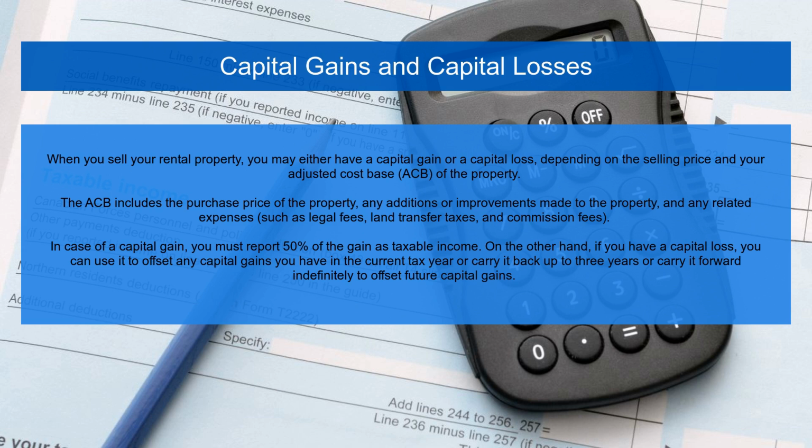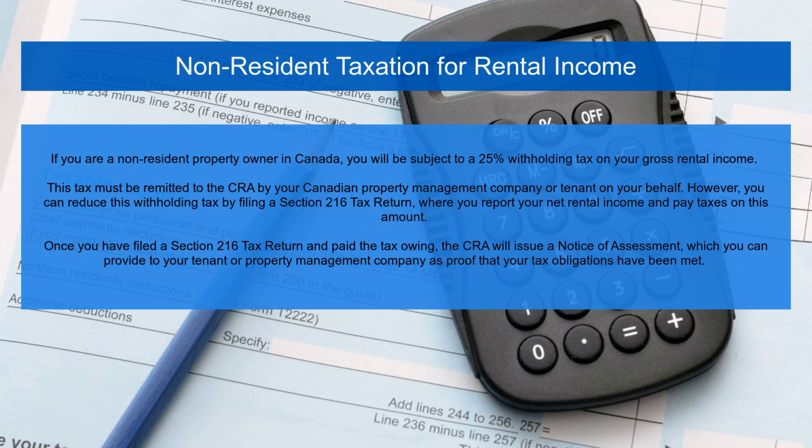If you are a non-resident property owner in Canada, you will be subject to a 25% withholding tax on your gross rental income. This tax must be remitted to the CRA by your Canadian property management company or tenant on your behalf. However, you can reduce this withholding tax by filing a Section 216 tax return, where you report your net rental income and pay taxes on this amount.